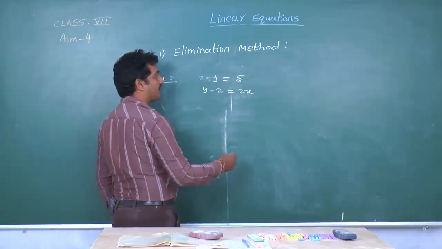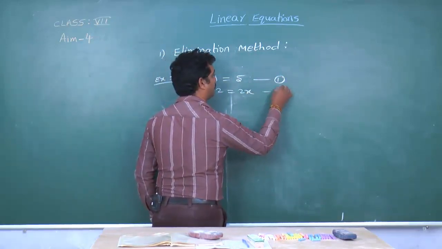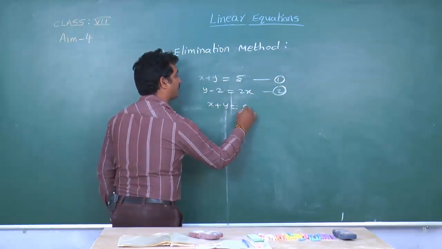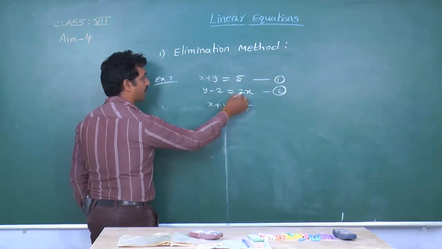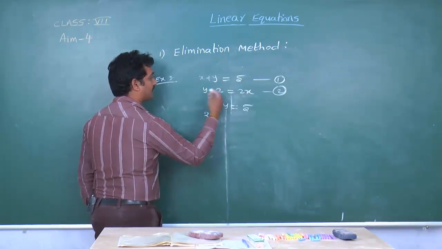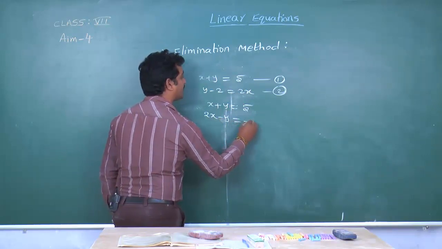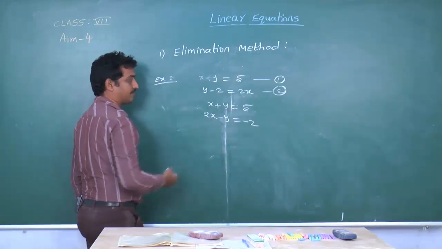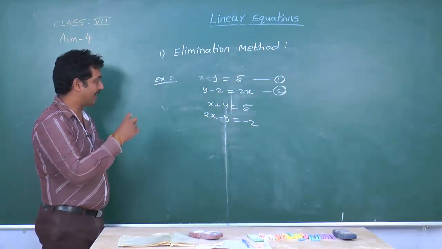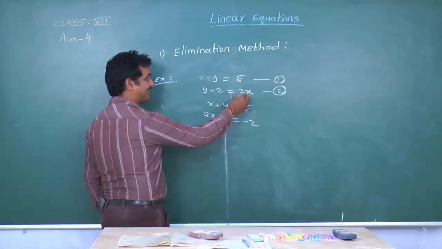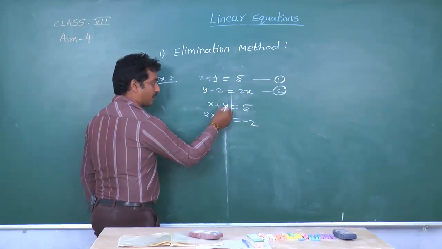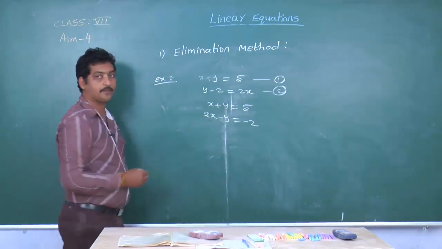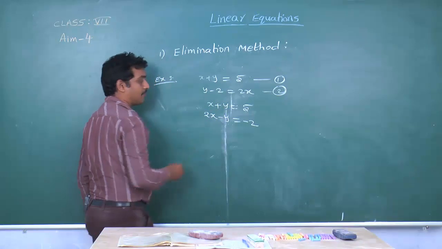And what steps are involved there? Let it be 1, let it be 2. Write the two equations again as x plus y is equal to 5 and 2x minus y is equal to minus 2. Write x by x and y by y, similar terms in the same manner. Now if you observe, the y coefficient here is plus 1 and here the y coefficient is minus 1.